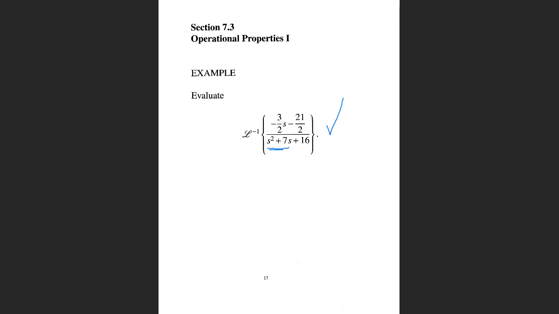Okay, so let's go to the solution here and begin. So what I'm going to do is I'm going to write the denominator as the sum of two squared terms. Now s squared plus 7s, okay, if I take 7 and divide it by 2 and square that, I'm going to get 49 fourths. 49 fourths. So that's the term that I want to have here.